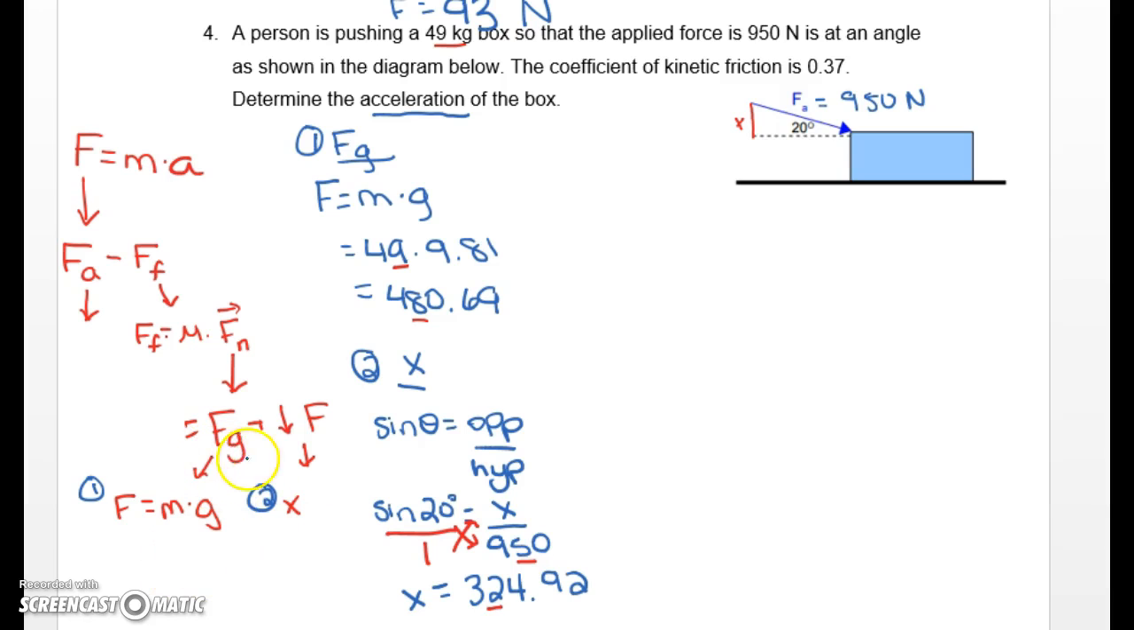Moving on, we can now find this total downward force, which is also equal to your normal force. So I'll call this a big giant step 3 over here. And I'm just going to awkwardly write this over here. So we're going to find that gravitational force, or that total downward force, which is also equal to that normal force. So we'll take this gravitational force plus the downward force that's applied and add them together. So we have 480.69 plus 324.92.